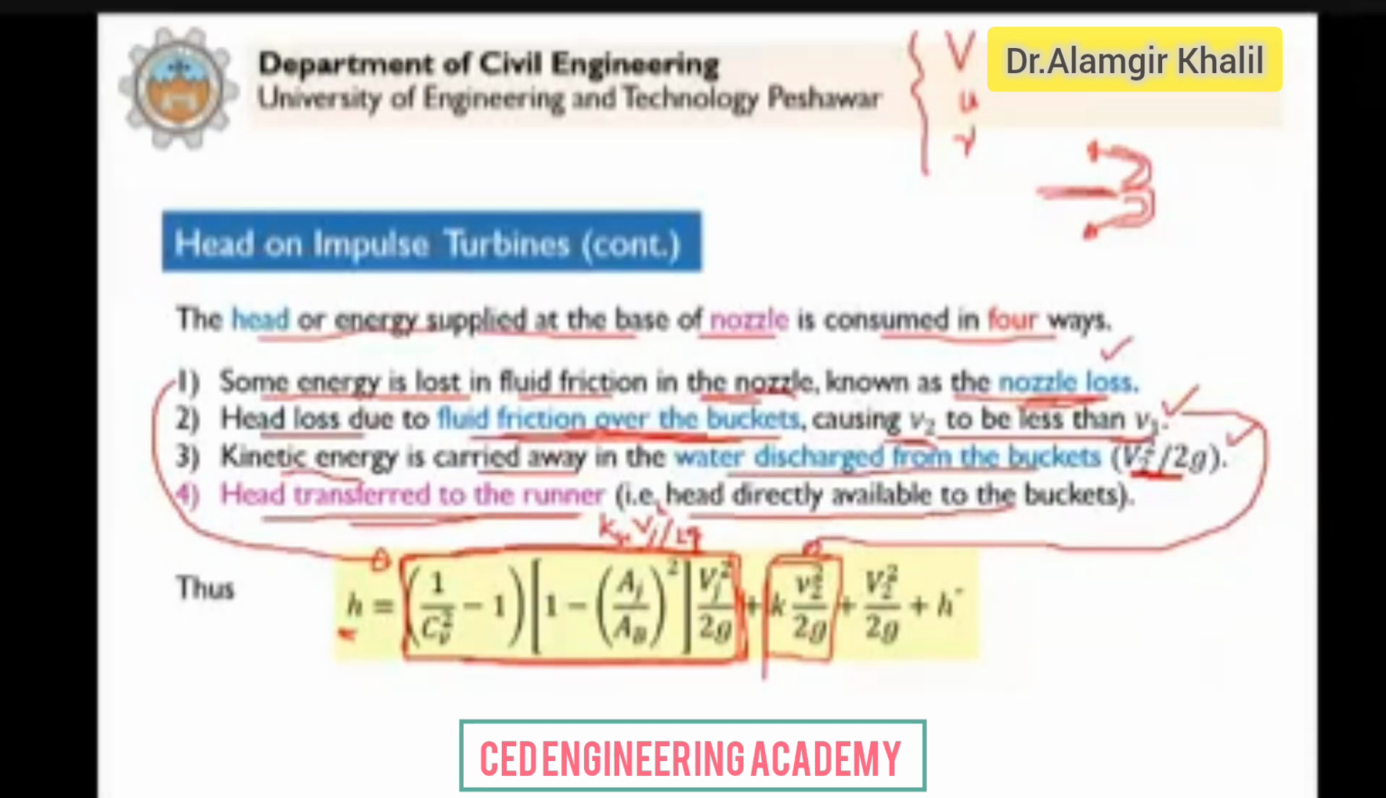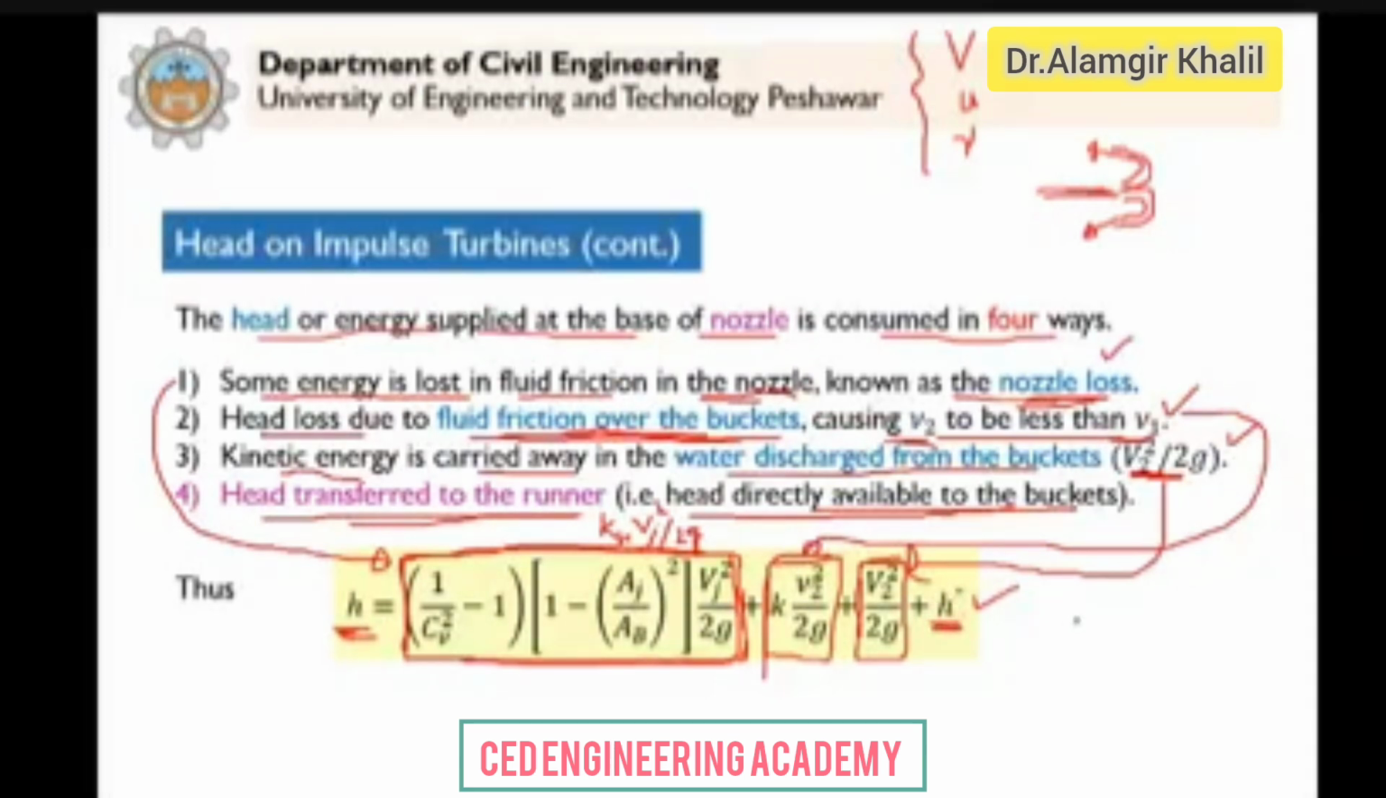And the third one, because the water flows out with a small absolute velocity, that is considered as a loss, which is here. So we have these three types of losses, that when you subtract from H, we get this H double dash. That is the head that is transferred to the runner. That is the head directly available to the buckets. Clear? We will see where H dash is in the reaction turbine. So just to be consistent, we denote this with H double dash.